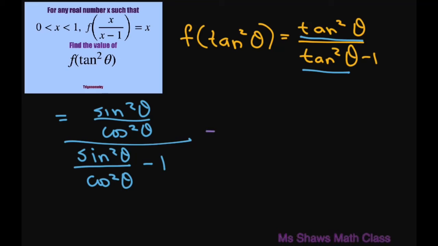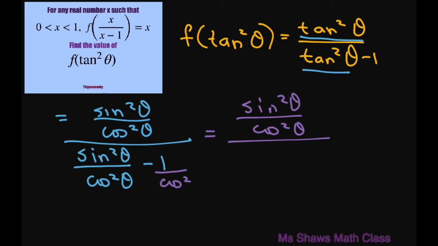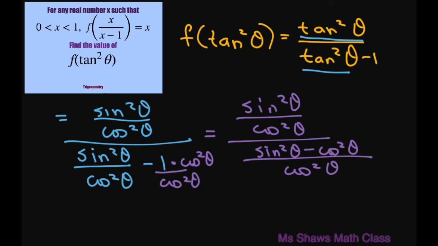Now let's get our common denominator. Let's copy this down. I want a cosine squared of theta here, so I have to multiply this by cosine squared of theta. So this is going to be sine squared of theta minus cosine squared of theta divided by cosine squared of theta. Now these two cancel out, so your final answer is going to equal sine squared of theta divided by sine squared of theta minus cosine squared of theta.